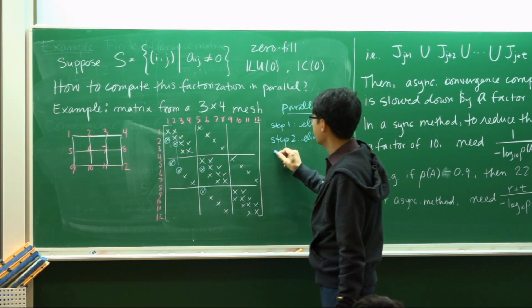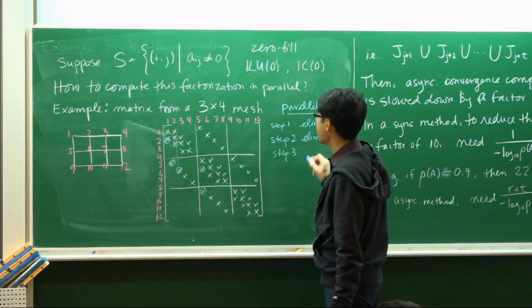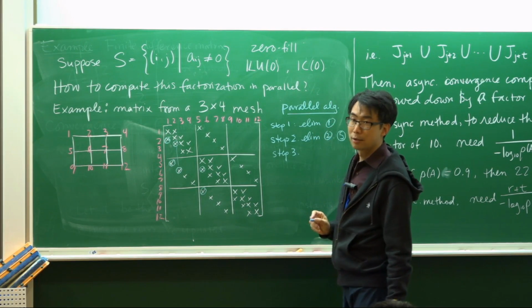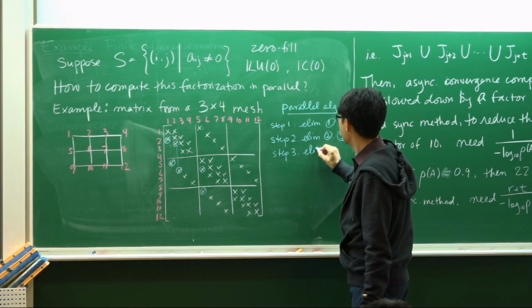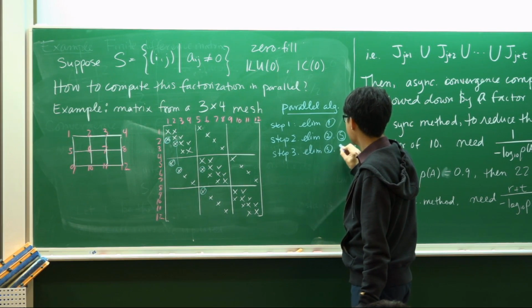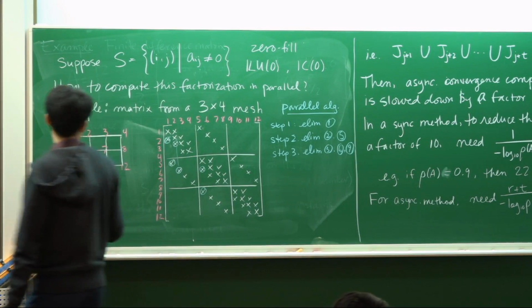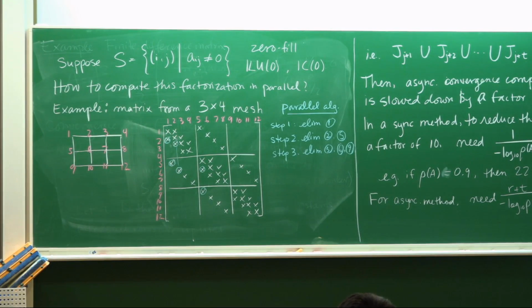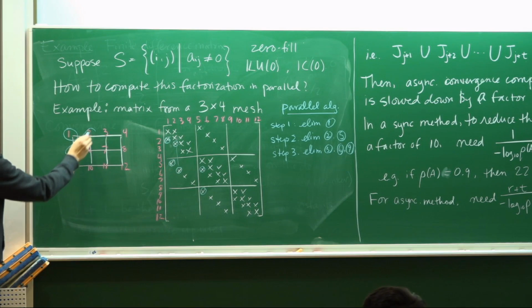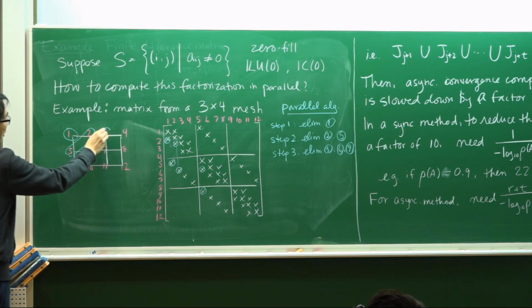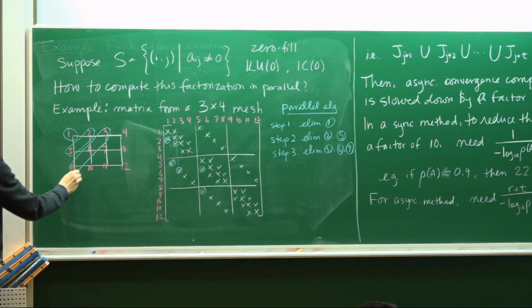And similarly, in step 3, we can eliminate 3, also 6, and also 9. And if you look back at the mesh for this sparse matrix, you'll see a pattern. We can eliminate this one, and 2 and 5 depended on 1 because they're connected. But once 1 has been eliminated, we can eliminate 2 and 5. And once 2 and 5 have been eliminated, we can eliminate 3, 6, and 9, etc.